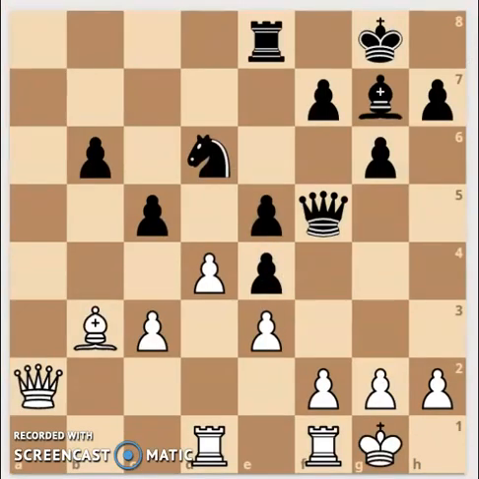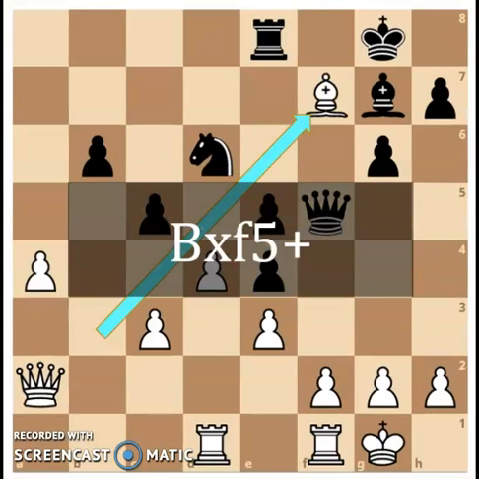Okay, now let's see the chess notation for a check. We use the plus symbol for representing a check. Let's say that the bishop on F3 goes to F7 giving check to the black king. We represent it as BxF7+. B for the bishop, X for the capture, F7 for the destination square and a plus for the check.